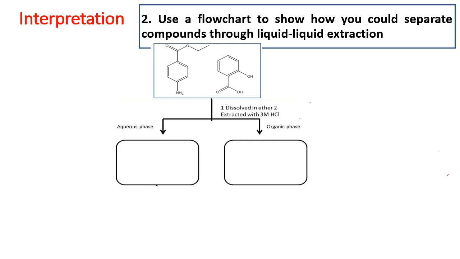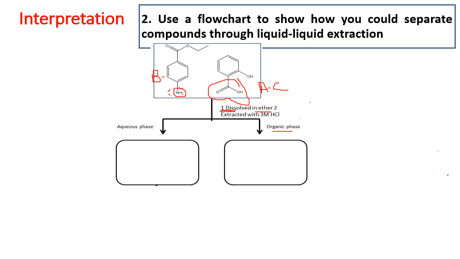Once you look at your question, first you have to decide the nature of the compound. I looked at the first one and decided that here I have NH2 with an available lone pair, so I said that this is a base. Then I looked at the next structure, I found that it has a carboxyl, so I said that this is an acidic compound. Step number one, he dissolved both compounds into ether.